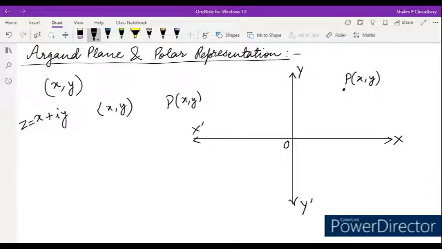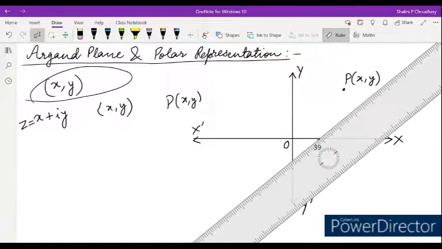But one thing, when we took x and y as an ordered pair of real numbers, we get the real plane. The xy plane will be real. But when we are taking an ordered pair of complex numbers, that will be the complex plane, and that complex plane we call the Argand plane. Okay, that complex plane will be called the Argand plane.